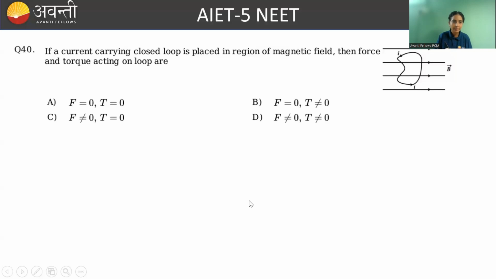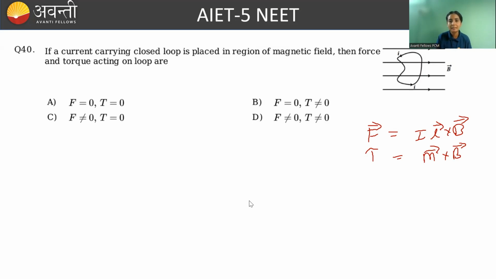So in this question, we can see we have to calculate the force and torque acting on this wire that is kept in a magnetic field. And how will we solve this question? We know that the force acting on a current carrying wire is I L cross B. And what is the torque formula? That is M cross B, where M is the magnetic moment. So we know these formulas. Now the question is how to apply them here.